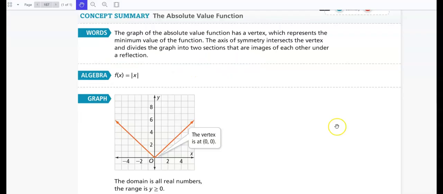And that's all we need to know about absolute value functions. Here is the concept summary if you want to pause and take some notes. Basically, the graph of an absolute value function has a vertex, which is either its minimum or its maximum if it's flipped the other way. The axis of symmetry is where it intersects the vertex and divides the graph into 2 sections that are reflections of each other. This is what an absolute value function looks like, and this is the graph of one. You can see the vertex here. This would be our axis of symmetry. And we're going to do a lot of talking about our graphs and comparing them.